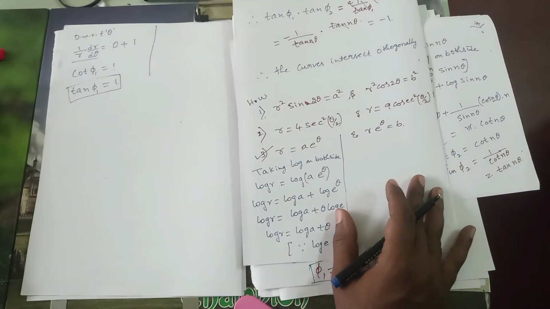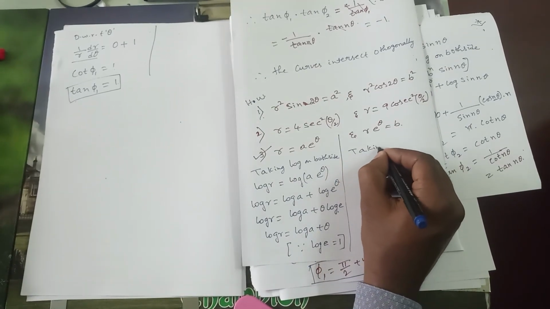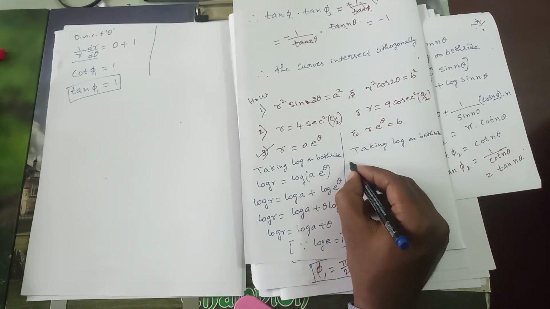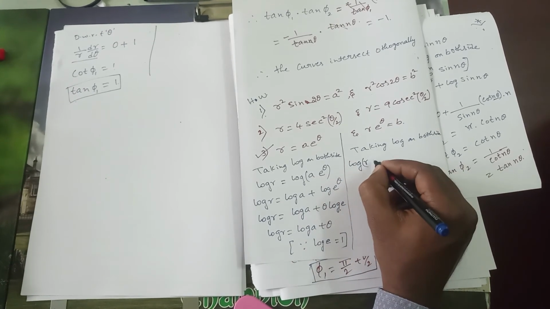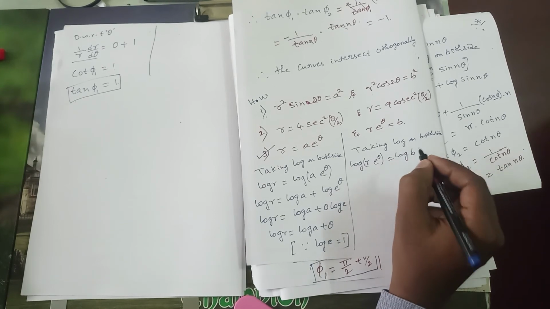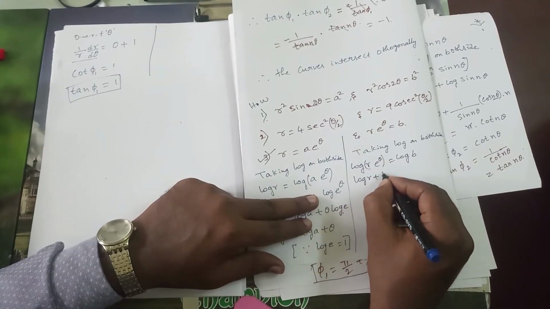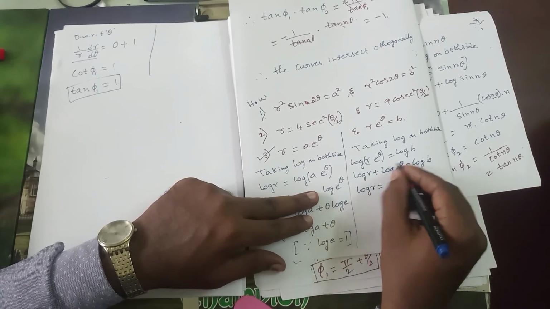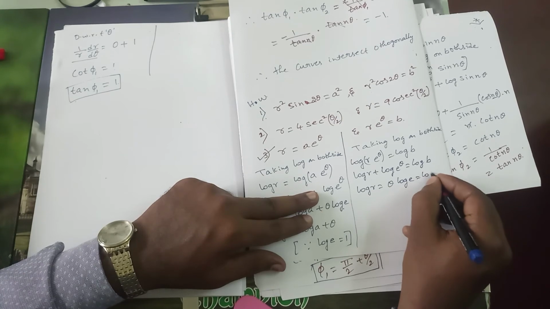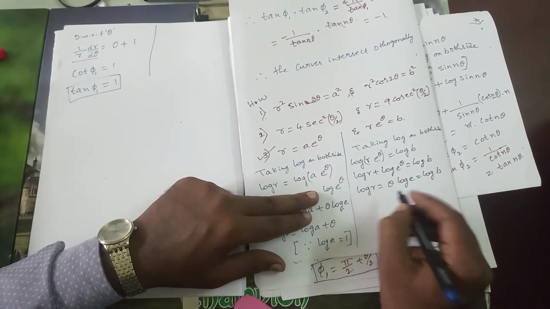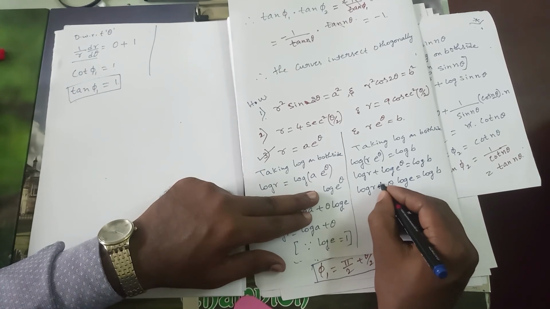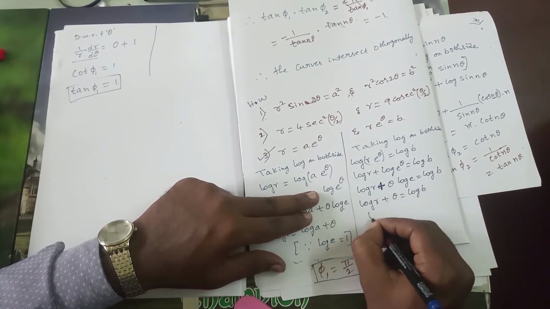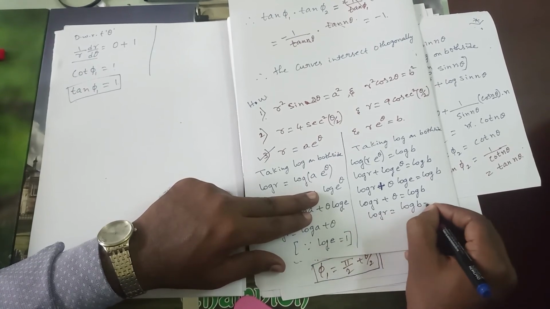Now here also, taking log on both sides. So what do you get here? Log of r into e to the power of theta is equal to log b. So log r plus log e to the power of theta equals log b. So log r plus theta into log e equals log b. What is log e? It is 1. So log r plus theta is equal to log b. So log r equals log b minus theta.